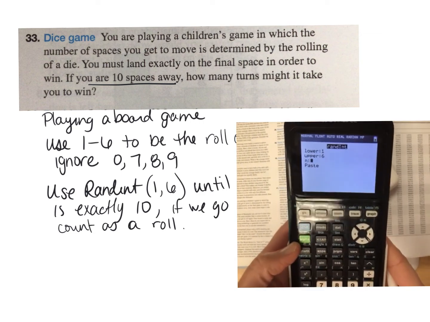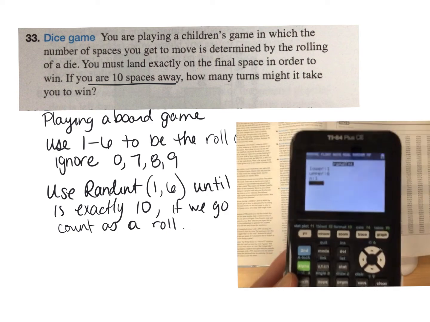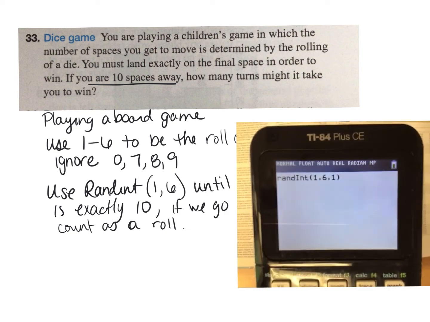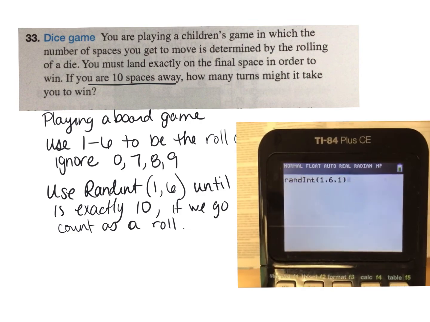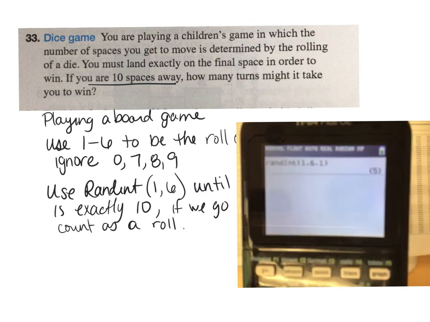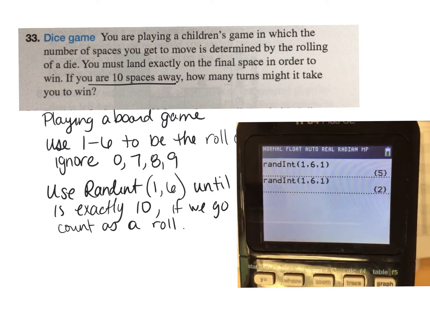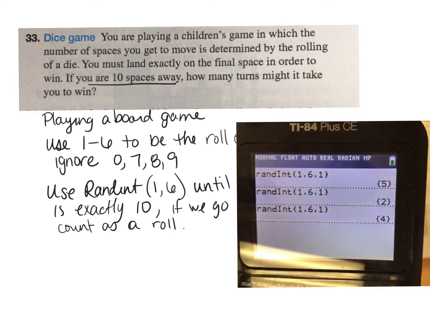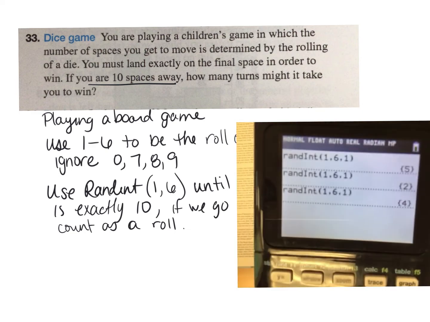Okay, so math over to probability down to randint. I want numbers from 1 to 6. I'm going to go one at a time. Okay, so I need it to add to 10. Exactly. 5, 7. I'm over. That's roll 3.